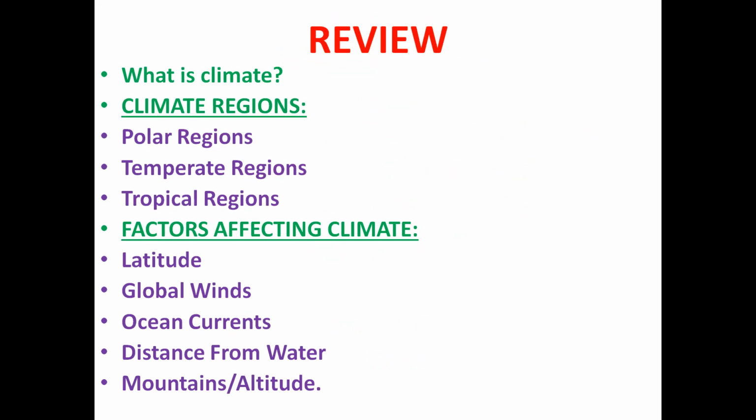So the review is what we learned in the past. What is climate? We learned what is climate, and we have seen the different climate regions like polar regions, temperate regions, tropical regions, and also the factors affecting climate. We have seen how the latitudes affect the climate, and also the global winds, ocean currents, distance from water, and mountains or the altitude. So how these factors affect the climate, we have studied all these. Hope you all have read the book also.